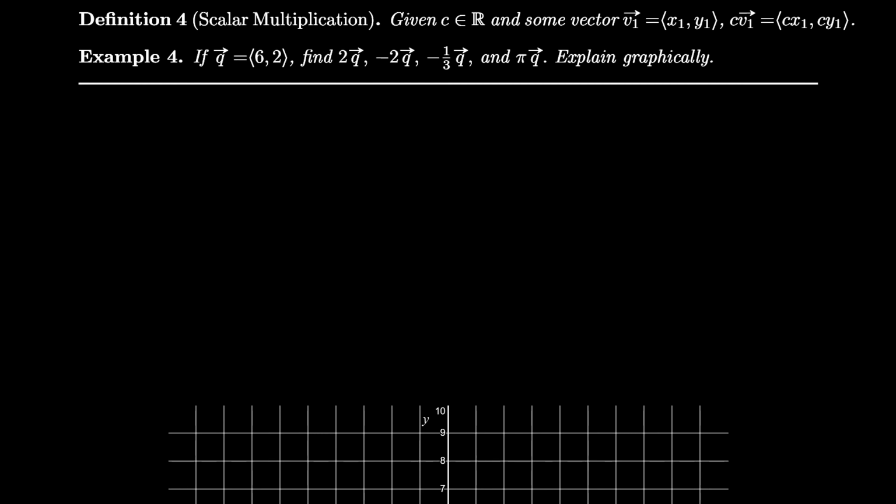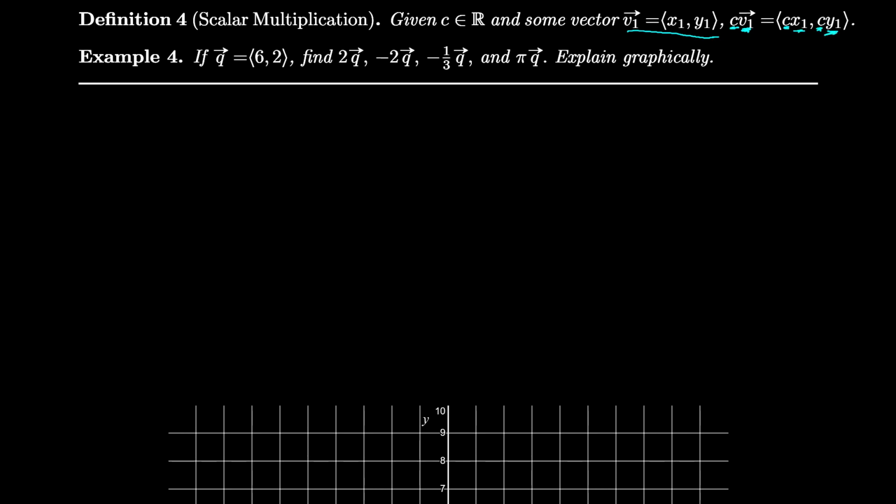So now we're going to talk about scalar multiplication. And a scalar is just a constant that's dealt with out front. So given c being some real number and some vector in standard position, x1, y1, then c times the vector is the same thing as multiplying the scalar times each of the components.